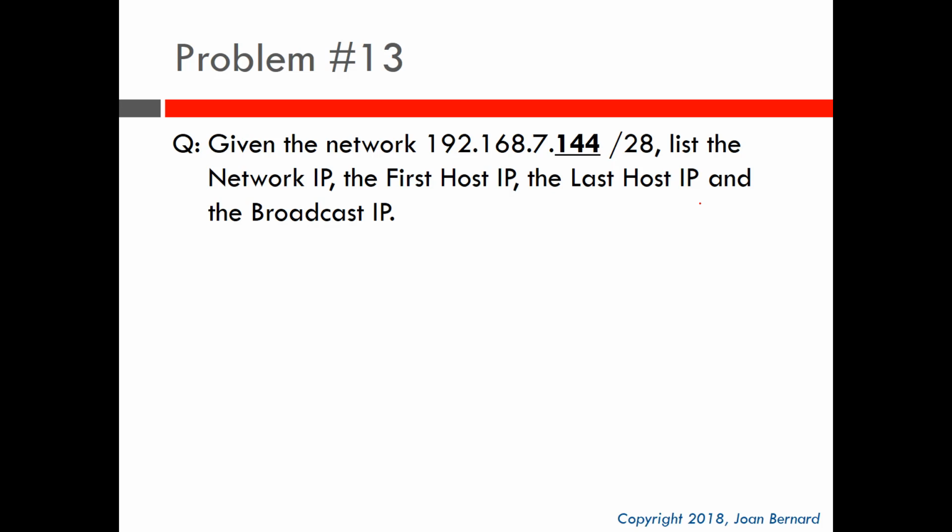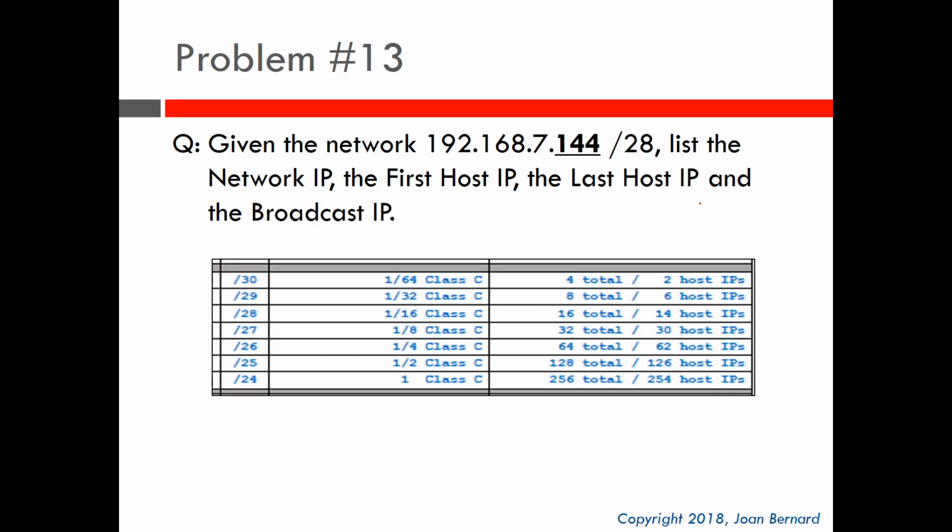Problem 13. Given the network 192.168.7.144/28, list the network IP, the first host IP, the last host IP, and the broadcast IP. So when we take a look at that /28, I am reminded by my subnetting cheat sheet that a /28 has 16 total IP addresses. And I know that this time I am starting at not .0, but .144.